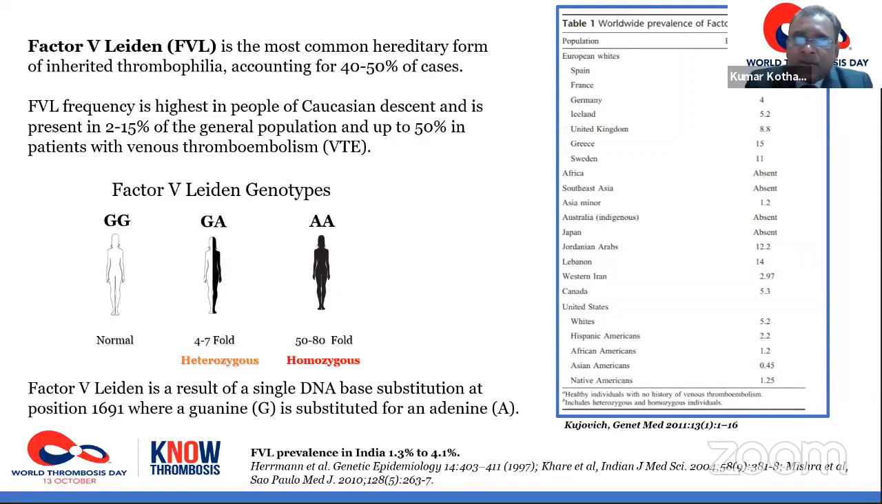Let us see here, in Europeans we see a very high incidence, especially in Spain, France, Germany, Iceland, and the UK, which all have a very high incidence of this factor V Leiden mutation. Coming to India, we have only 1.3 to 4.1%. That means compared to Caucasian populations, Indians have a much lower incidence of the factor V Leiden defect in our genomes. And in Japan, it's completely absent.